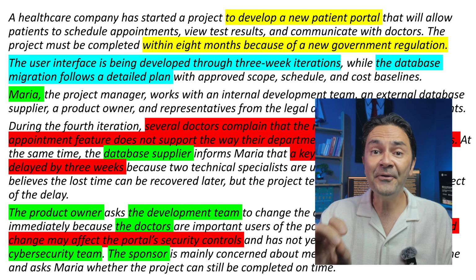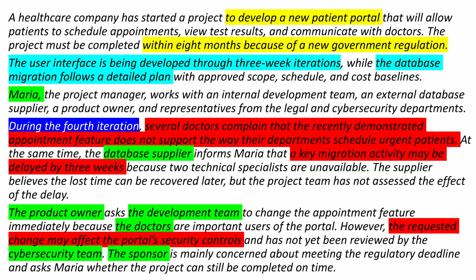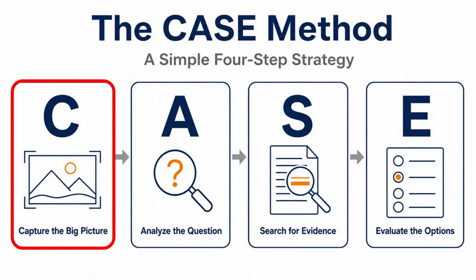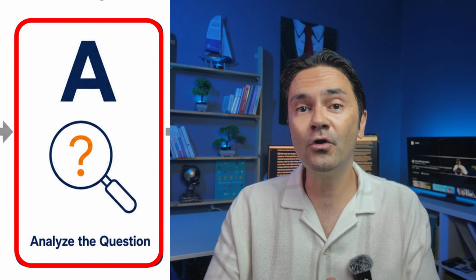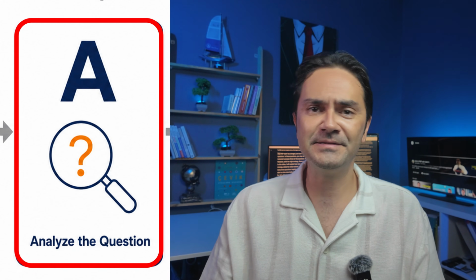The project is currently in progress. The team is in the fourth iteration, and some parts of the solution are already being demonstrated to users. That is enough for the first reading. You do not need to remember every word. You only need a simple mental map of the situation. The next step is to identify exactly what the question is asking. Pay close attention to words such as first, next, best, and most appropriate.